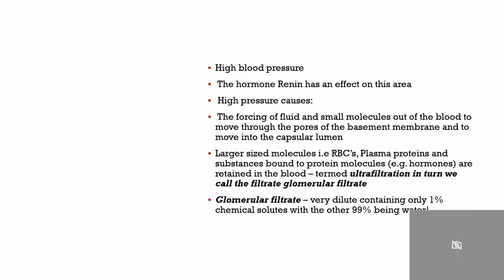Larger sized molecules, i.e. red blood cells, plasma proteins, and substances that are bound to protein molecules such as hormones, are retained in the blood. We term this ultrafiltration, and in turn we call the filtrate glomerular filtrate. This filtrate is very dilute, containing only 1% chemical solutes, with the other 99% being water.